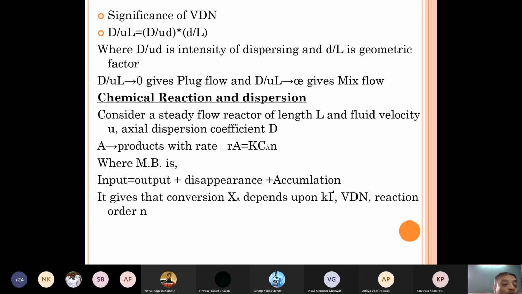Look here, see how it is done. The same thing I can write as D by UD into D by L. So D gets cancelled, D gets cancelled, and again we are getting D by UL. So D by UL I can write like this. Here D is again the axial dispersion coefficient, U is velocity, and what is the small d? What is small d? Remember, it is the diameter of the reactor, into diameter divided by length of the reactor. You're getting or not? So then here D by UD.